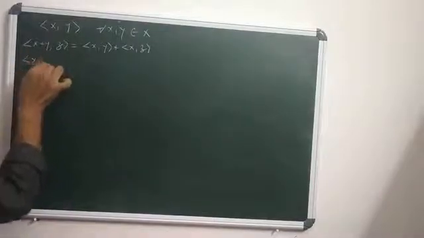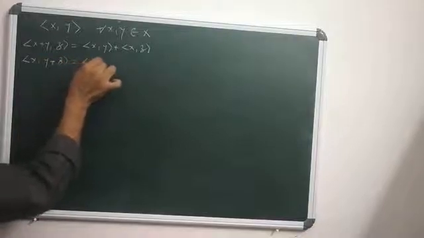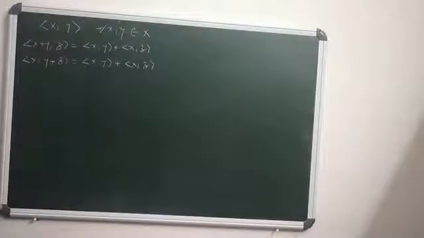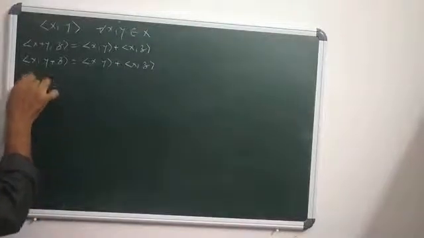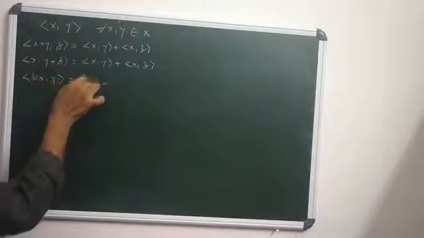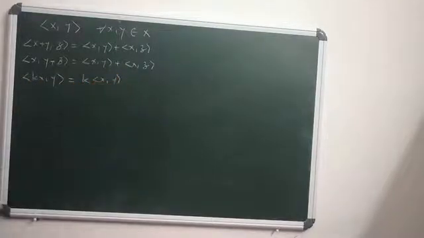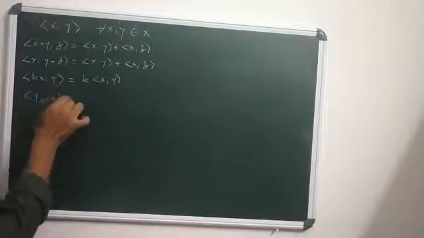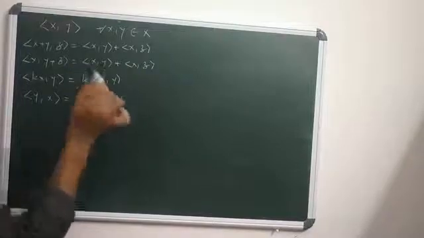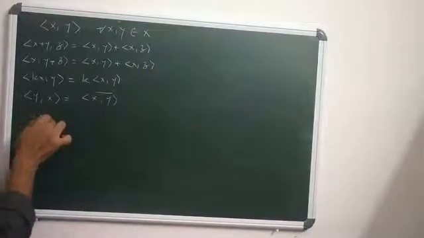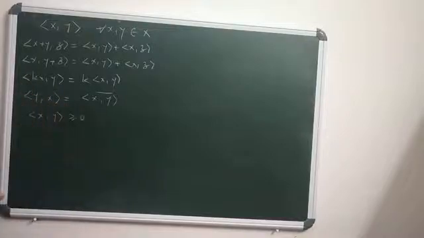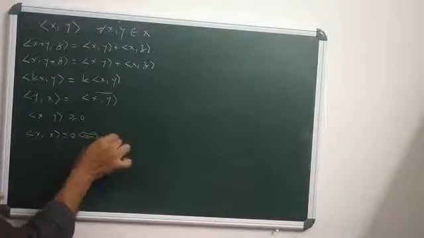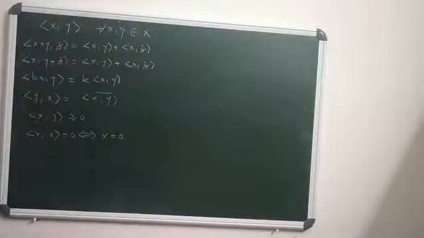Inner product of x, y plus h equals inner product of x, y plus inner product of x, h. Linearity in the second variable. Inner product of kx, y equals k times inner product of x, y. Inner product of y, x is the conjugate of inner product of x, y. And inner product of x, x is always greater than or equal to 0. Also inner product of x, x equals 0 if and only if x equals 0.